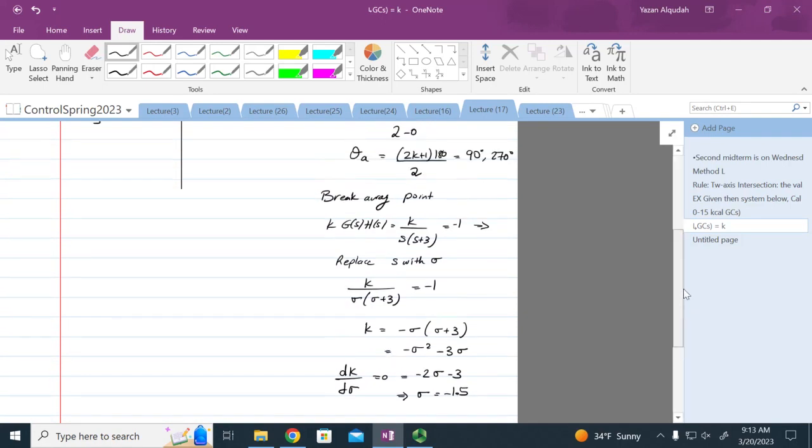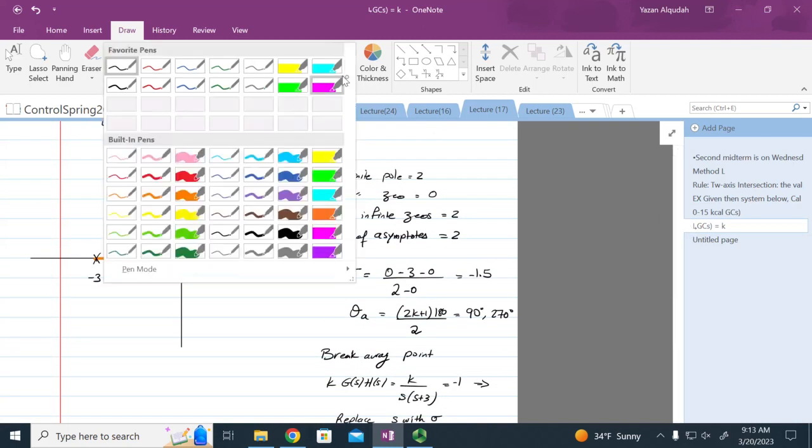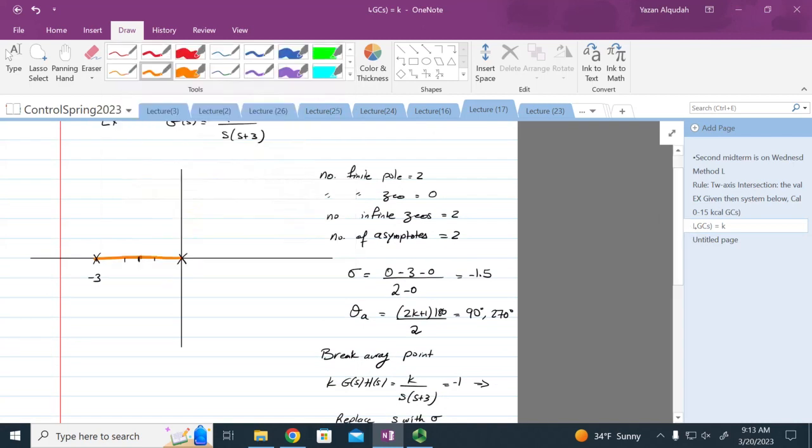Okay, so therefore, at negative 1.5, we're going to have a branch that's going to go like this, and a branch that's going to go like this. Is that clear?